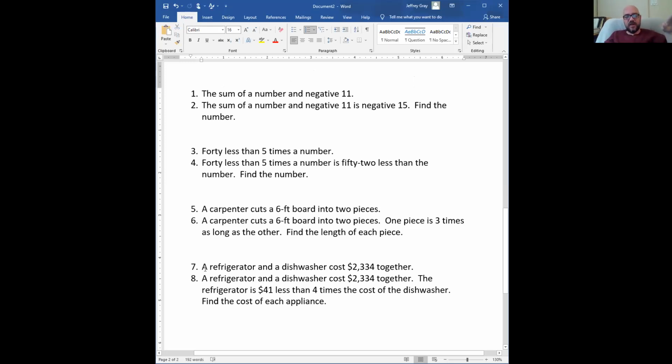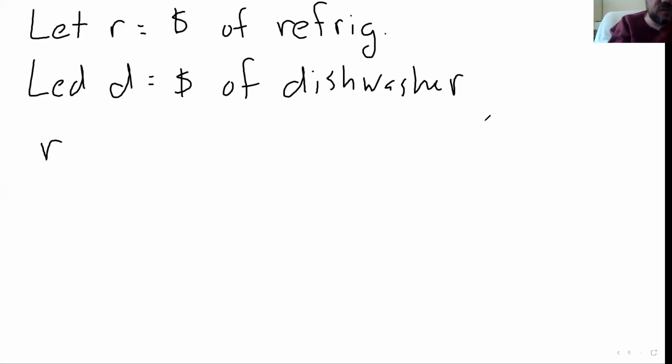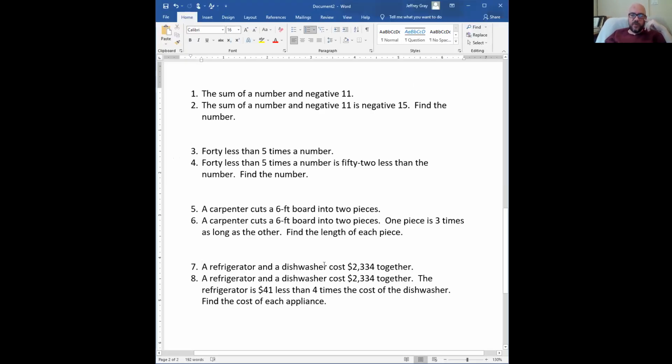All right, so the expression that I'm looking for here is: a refrigerator and a dishwasher cost $23.34 together. So that means I'm going to add the cost together. Right, so my expression is obvious: R plus D is 23.34. Excuse me, that's actually an equation. Sorry, I kind of messed that up. I have an equation already in that first sentence: the cost of the refrigerator and the dishwasher is $23.34.